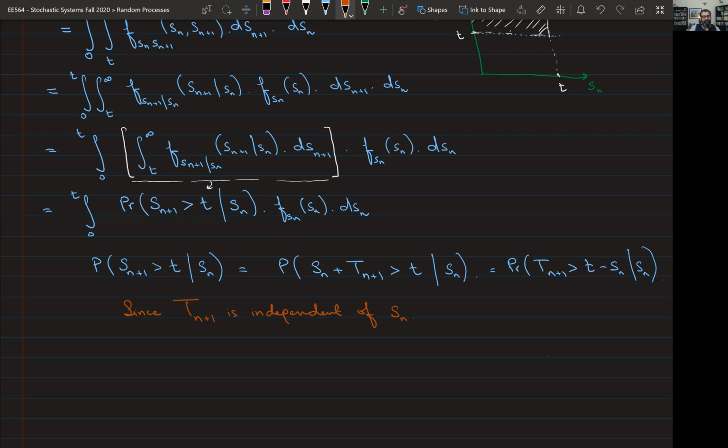What I'm saying here is different. I'm saying that Tn plus 1 is independent of Sn. Why is that? Mohsin? Because Sn does not include Tn plus 1. Exactly. Sn is equal to T1 plus T2 all the way up to Tn, and that's where it stops. It does not include Tn plus 1.